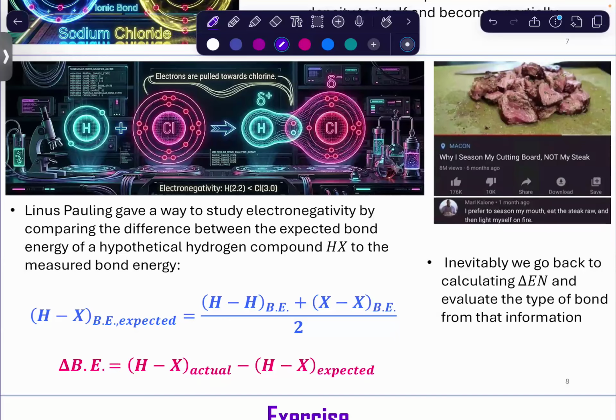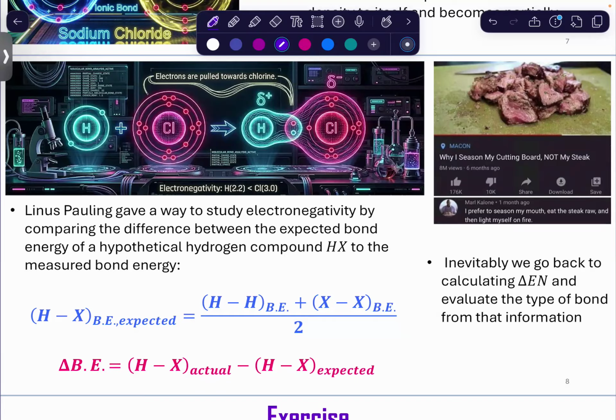It was kind of a historical thing, we have Linus Pauling who gave us a way to start to understand electronegativity through bond energy. So here, let's say you have a molecule where H is bonded to some other atom X. So it's like hydrogen chloride or hydrogen fluoride. And so you have the bond energy of the H2 bond of an H2 molecule. You have the bond energy of, let's say it's chlorine, of a Cl2 molecule. Those two are going to be broken.